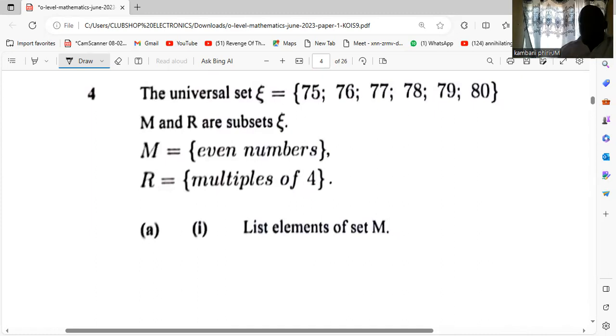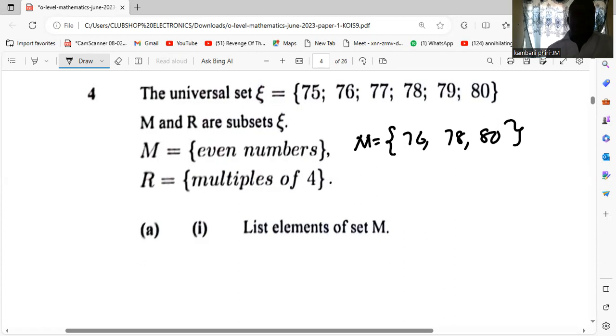All right. The universal set has these numbers 75, 76, 77, up to 80. M is the set of even numbers. So the even numbers are 76, because when you divide by 2, you get an exact answer. Then we have 78 and 80. Then the multiples of 4 are numbers that 4 can divide into exactly, right? And it is 76. You also have 80. These are the multiples of 4, 76 and 80.